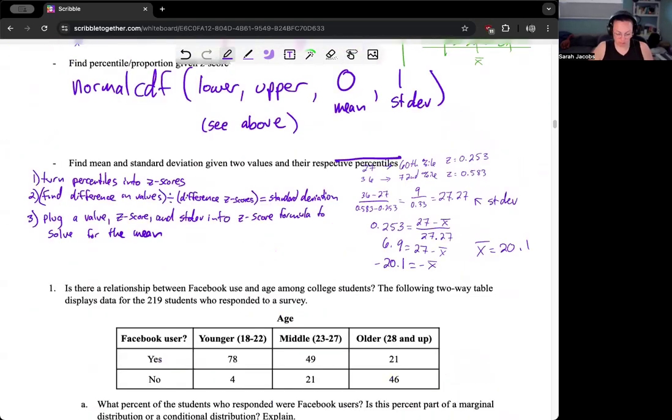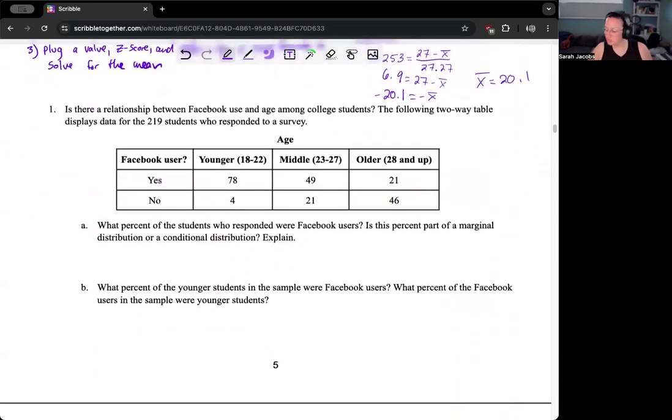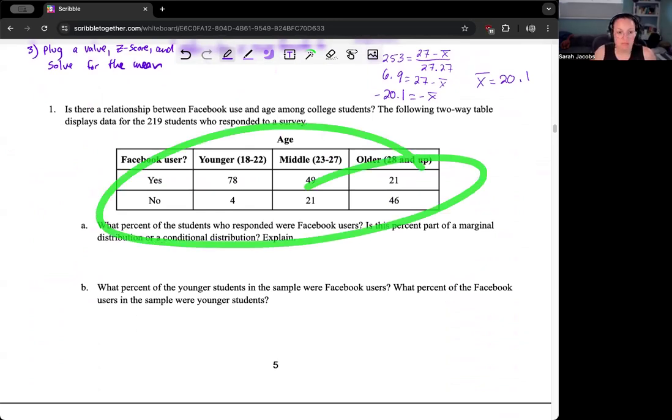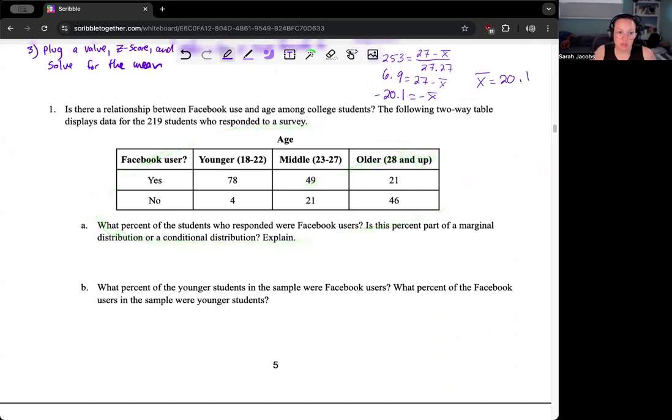Let's take a look. Now that you've done the notes, let's take a look at some of these sample problems. All right. So number one, is there a relationship between Facebook use and age among college students? In a Unit 1 context, without doing a chi-square test, we can still think about this. The following two-way table displays data for the 219 students who responded to a survey.